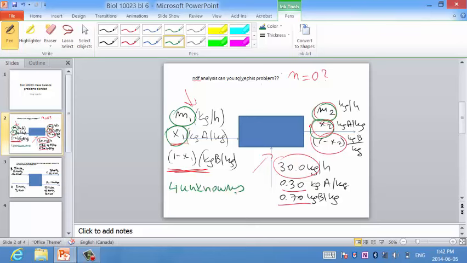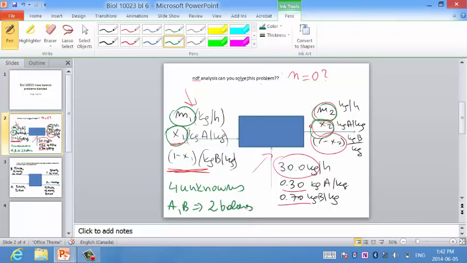And how many balances can we generate from the process? The number of balances is equal to the number of species participating in the process. Here we have two components, A and B, therefore we can have 2 balances.